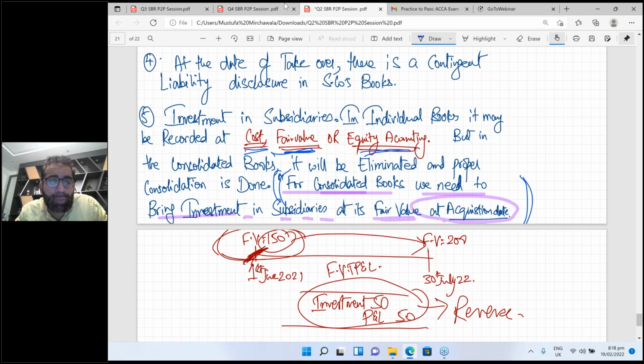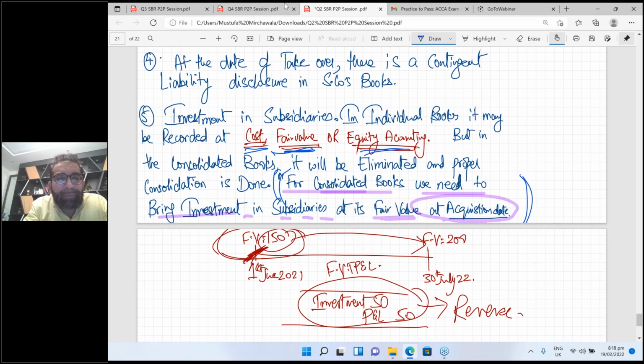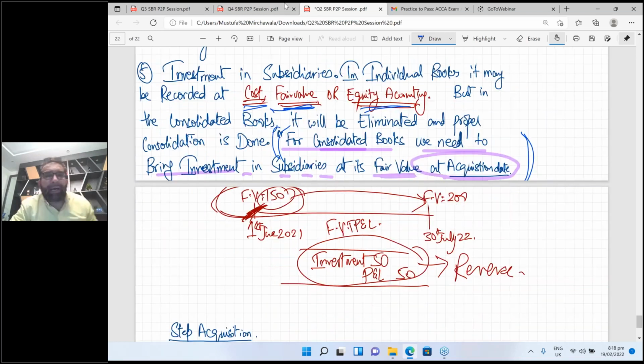So what if sometimes it happens, and in the previous papers of old SBR, meaning P2 papers, I have seen these questions, and definitely you guys also must know about it. For example, listen, this is 1st January 21, and today I acquired subsidiary company shares for 150. I am the parent company, and in the individual books of parent company, I picked the fair value accounting.